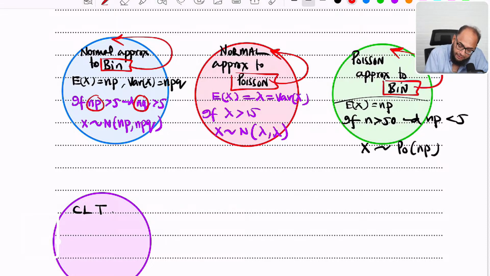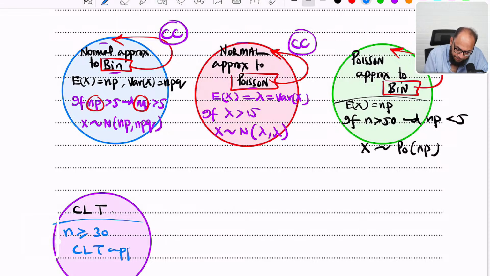Over here, when it is discrete and continuous, there is continuity correction. Over here, there is no continuity correction. And what is CLT? If n is greater than or equal to 30, CLT applies, and just use mean and variance and plug in normal distribution.